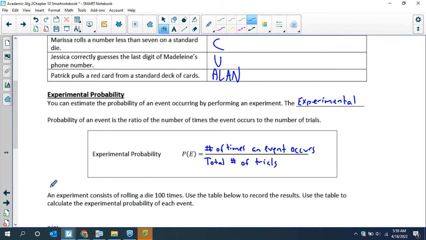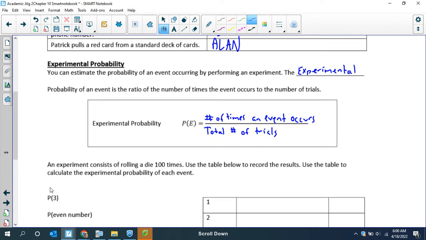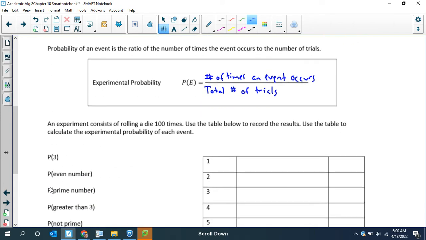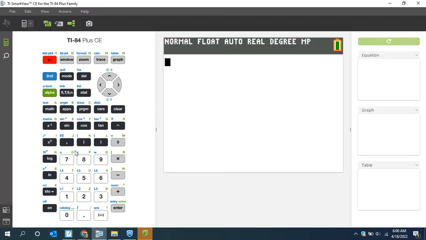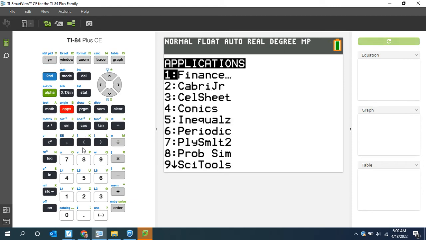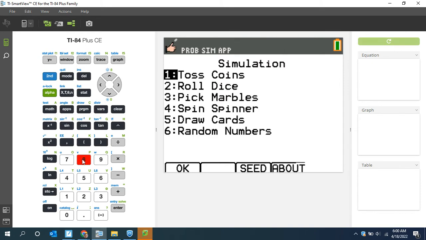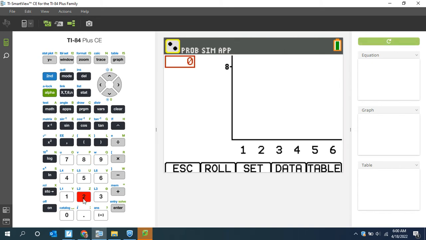So it says an experiment consists of rolling a die 100 times. Use the table below to record the results. And then we're going to use that table to help calculate these experimental probabilities. So on our graphing calculator, we can actually roll a die 100 times pretty easily. I'm going to go to apps here, and you don't have to do this. You can just follow along. 8 is probability simulator. We're going to toss or roll a die.